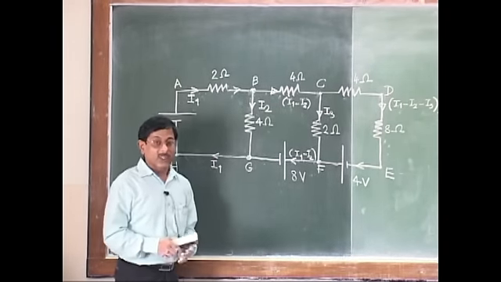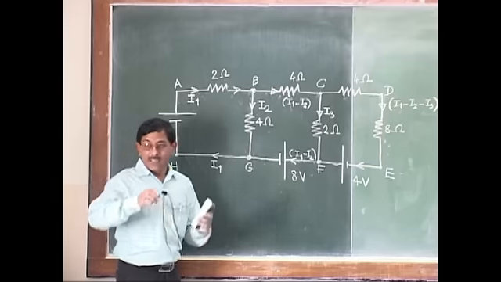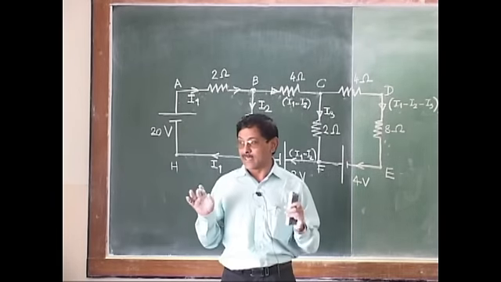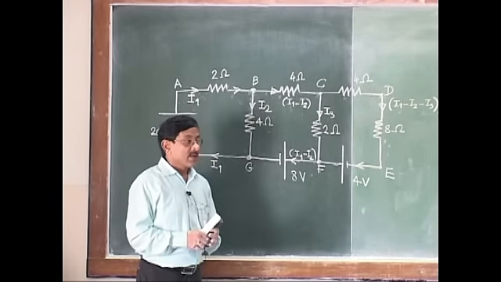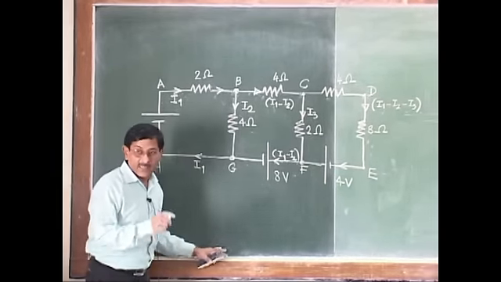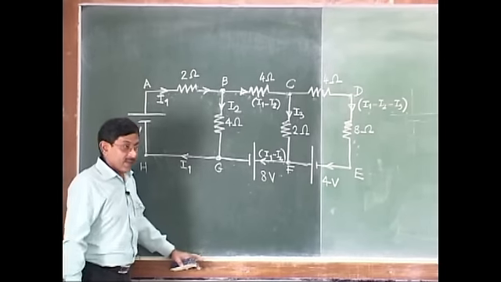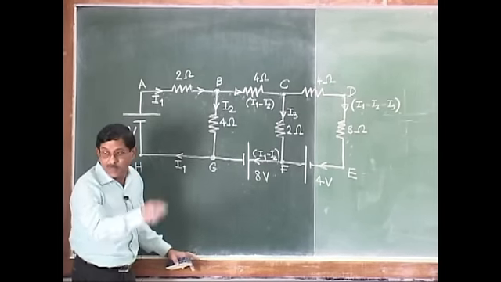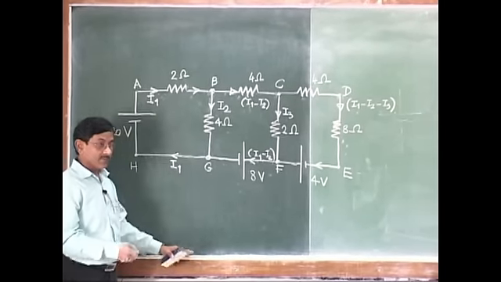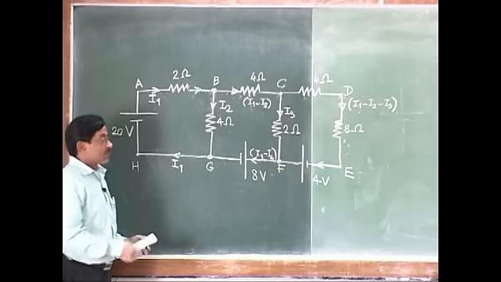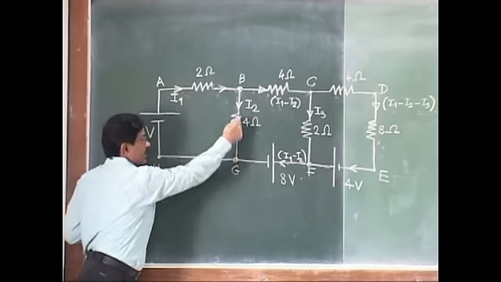Now what is the second law? The second law speaks about the closed loops or meshes in a network or circuit. Okay. Now what is a closed loop? A closed loop means any closed path. Now can you tell me what are the closed paths? See, this is one of the closed paths.